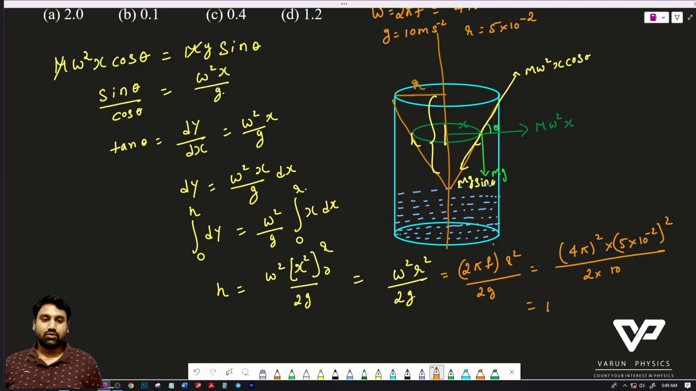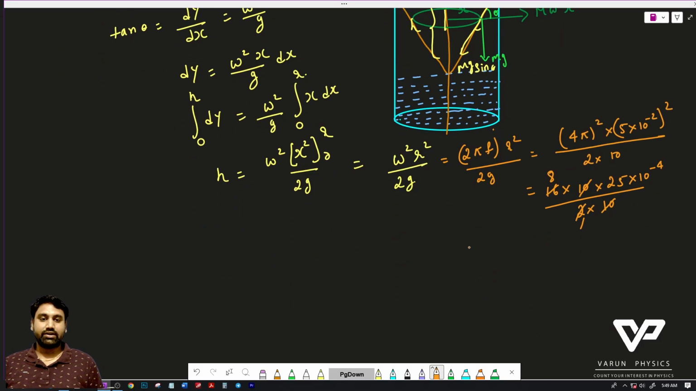4 square we know it is 16, into pi square, he has given in the question only, that is equal to 10, into 25 into 10 to the power of minus 4 divided by 2 into 10. 10 gets cancelled, 2 ones are 2, 2 eights are 16. So now the final thing is we have to do these things. 8 into 25, what is 8 into 25, we'll have approximately 200 into 10 to the power of minus 4.